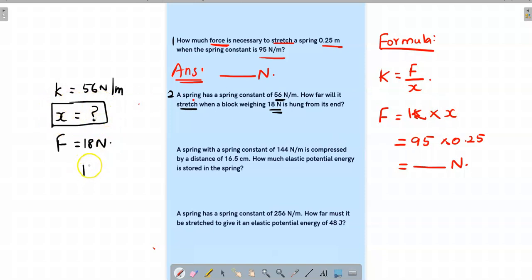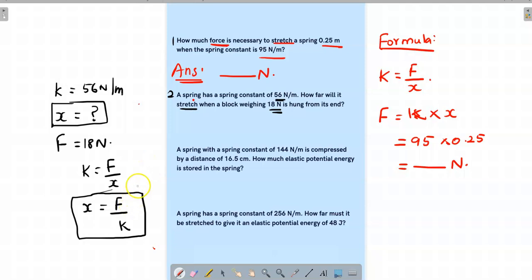You know the formula, K is equal to F over X. So X is equal to force over spring constant. Make X the subject. Now you substitute the values: the force 18 and spring constant 56, and divide it. Your unit must be meter because the spring constant is given in meter, so your extension will be in meter.